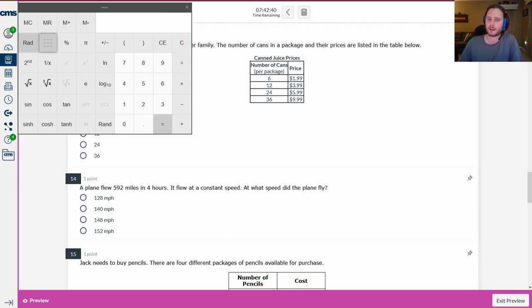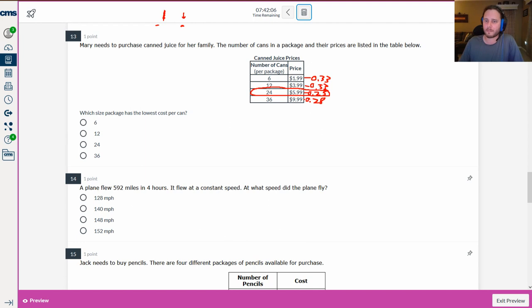Let's go ahead and check the next number, which is going to be $9.99 divided by 36. That's going to give me 0.27, but the number next to it is 5 or more, so I'm going to raise that to 0.28. Not that it matters, we can see that the 24-can pack is actually going to be the cheapest by around 3 cents. So my answer is going to be the 24-pack.